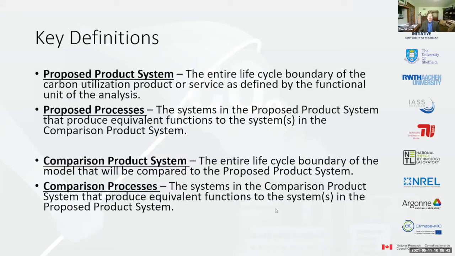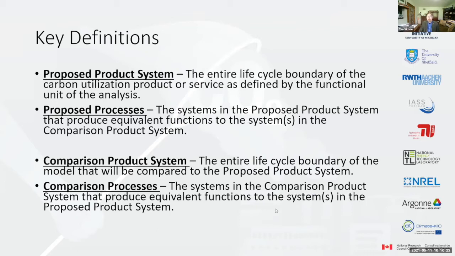Some key definitions. First, proposed product system, and I must say, I want to thank our nomenclature team who presented last week. These are the same definitions within the glossary that are also available on the Access CCUS website for those that are interested in a more detailed methodology or glossary of terms. The proposed product system is the entire life cycle boundary of the carbon utilization product or service, as defined by the functional unit of the analysis. The proposed processes then are the systems inside the proposed product system that produce that equivalent function to the system in the comparison system, in relation to the comparison product system.